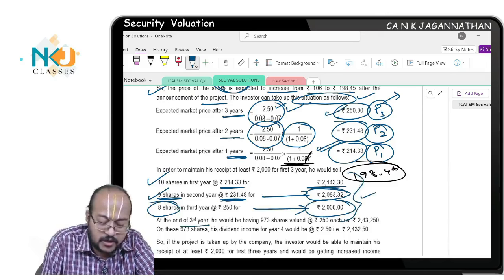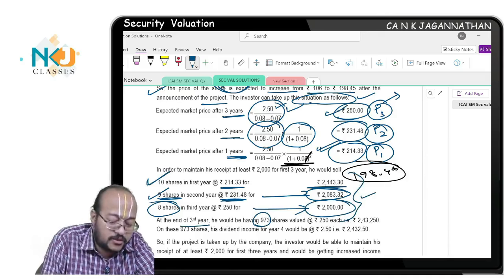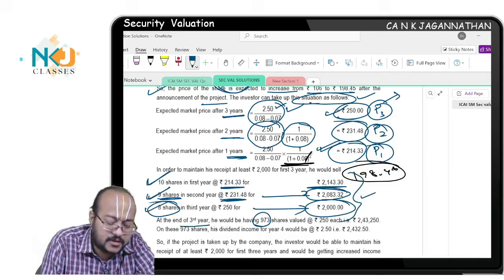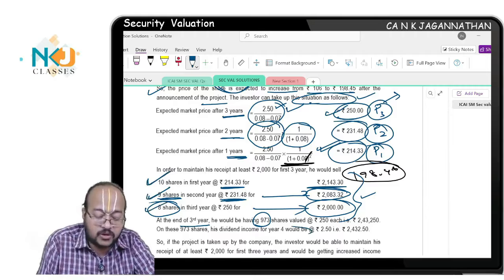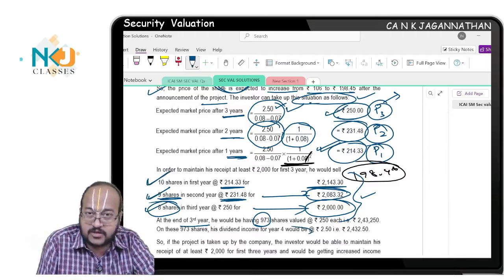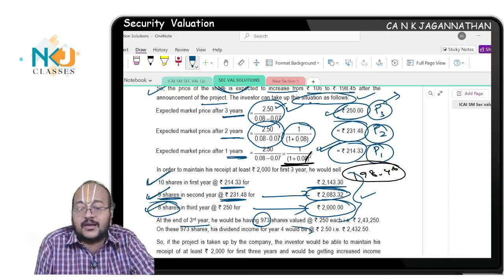At the end of third year, he would be having 973 shares. See what happens. First year sold 10 shares, second year sold 9 shares, third year sold 8 shares. 1000 shares he had. You reduce these number of shares. 973 shares will be the balance amount lying in his demat account.